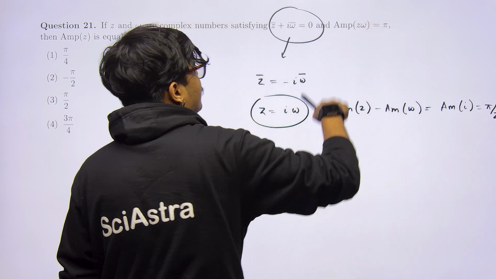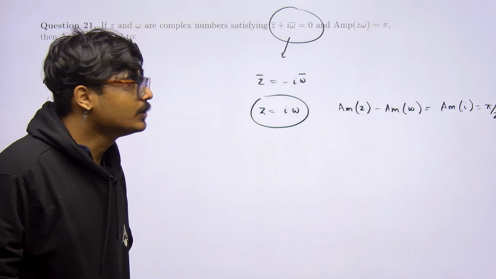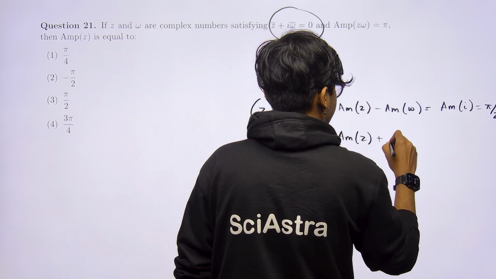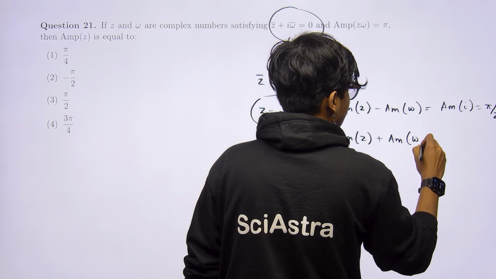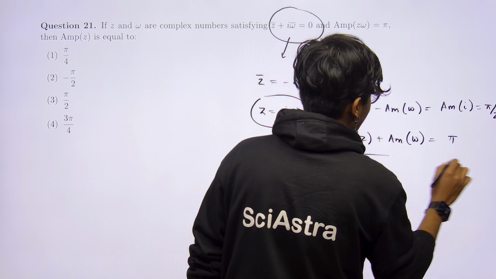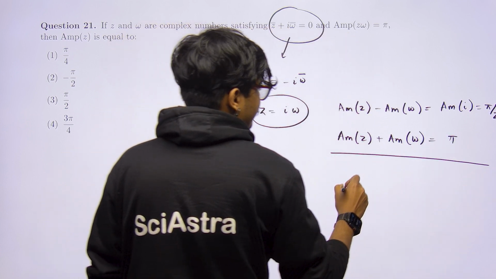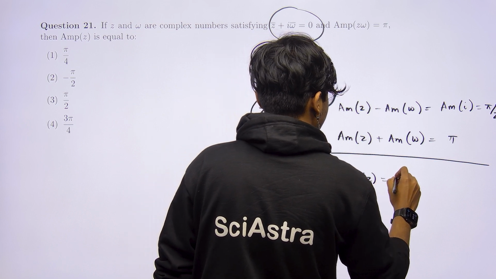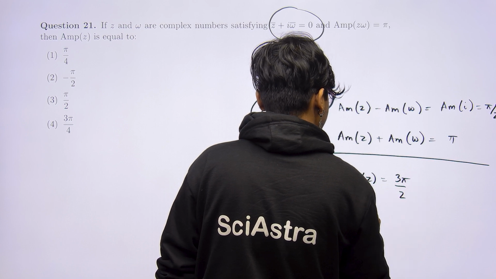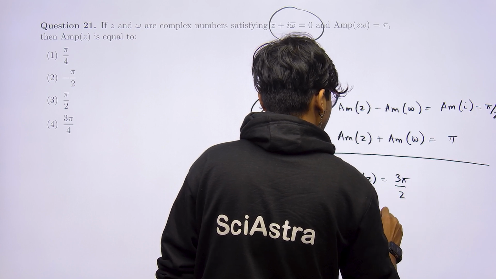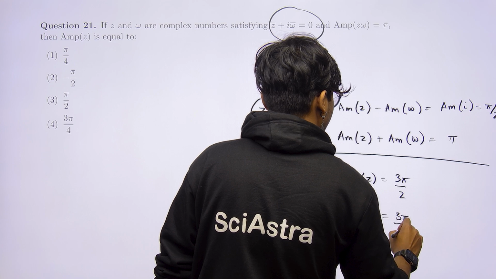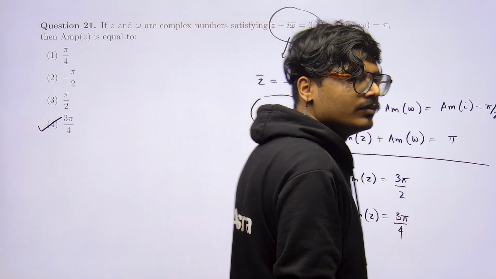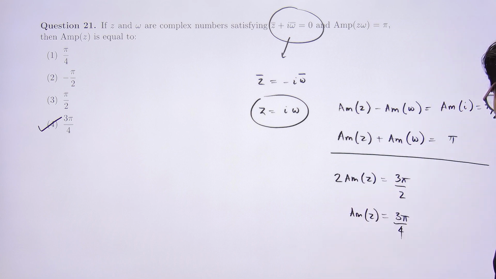Similarly, from the second one, amplitude of z times omega is equal to pi, which means amplitude of z plus the amplitude of omega should be equal to pi. If I add these two equations, I'll get that twice the amplitude of z is equal to 3 pi by 2, which implies that amplitude of z is going to be 3 pi by 4. Hence your right option is option 4, which is 3 pi by 4. Coming to the next one.